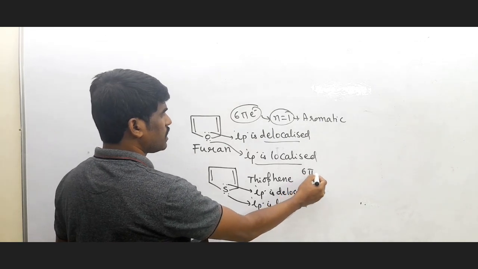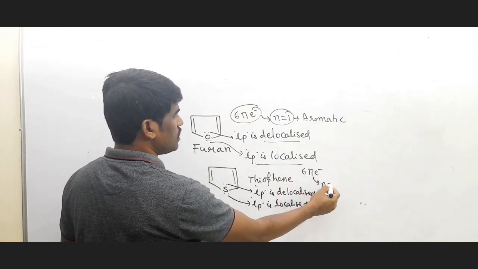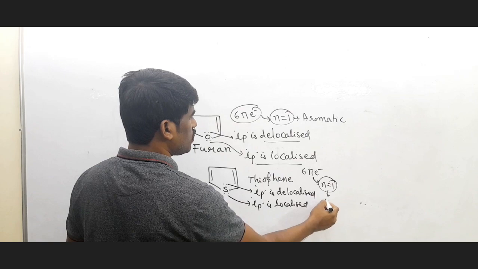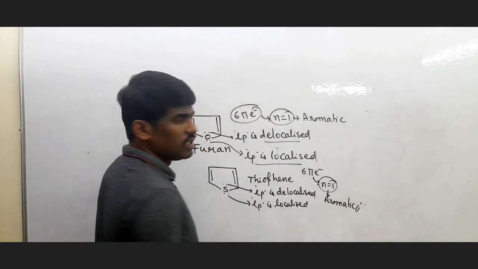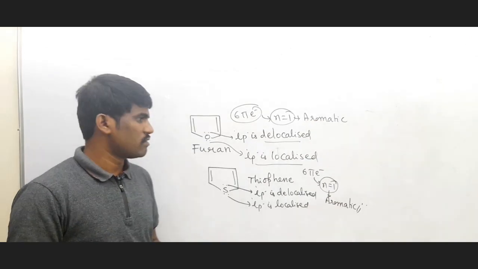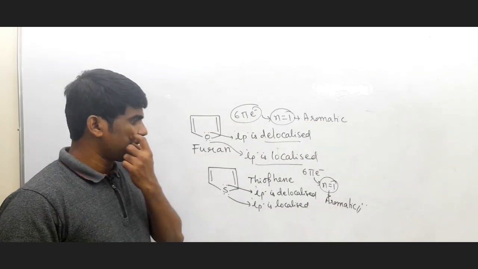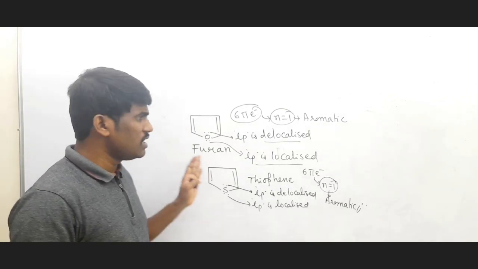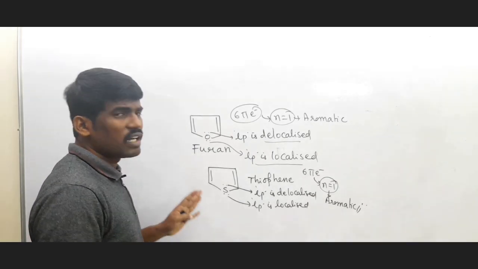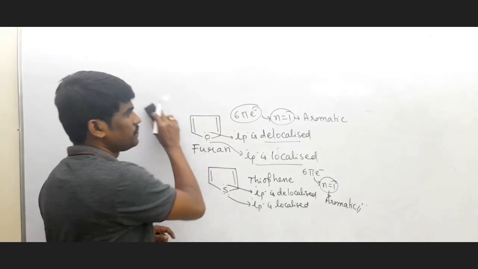So here also, for thiophene, 6 pi electrons. Six pi electrons means n is equal to 1. N is equal to 1 means the compound is aromatic. In this way we can decide whether a compound is aromatic or not, and check whether it is satisfying Huckel's rule or not.